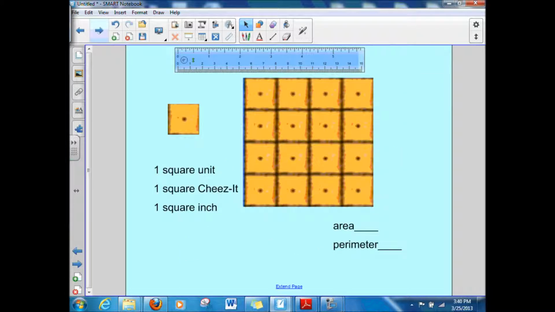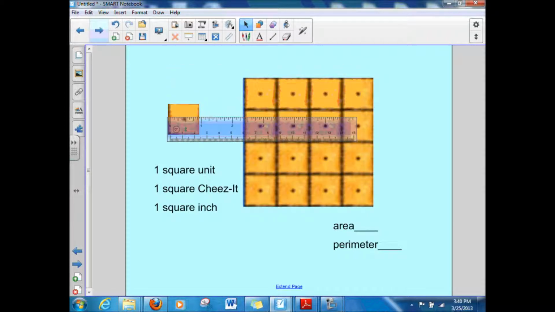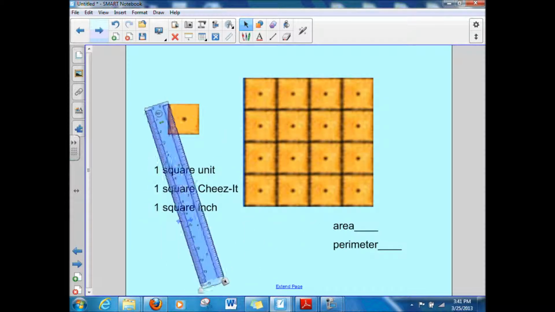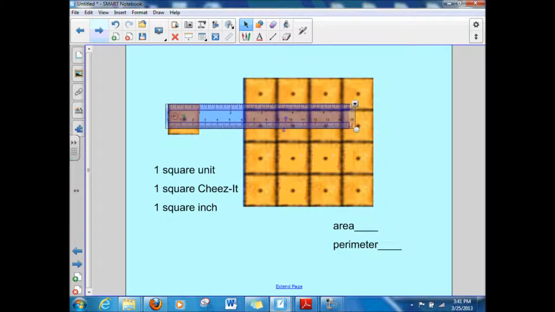Going on to the next one. Oh, those look like Cheez-Its. I think that maybe that is a picture of some Cheez-Its. And I've got my ruler out here. I'm going to take a look at a Cheez-It. A Cheez-It is about an inch. Hey, is it an inch square? Let's check and see. Now I drop that ruler this direction. Oh yes, a Cheez-It is about 1 square inch.